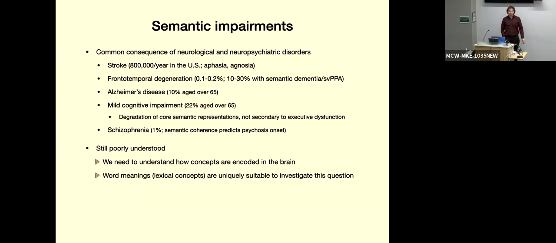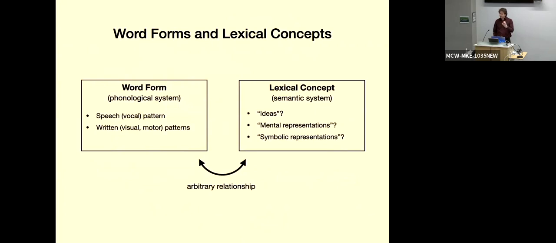And of course, these disorders are still very poorly understood. And part of the reason is because we don't know how the regular, healthy semantic system works in the brain. And word meanings, which are also called lexical concepts, offer us a unique window into the semantic system because, in a sense, they're like the unit of semantic memory, the basic component of what knowledge and thoughts are composed of.